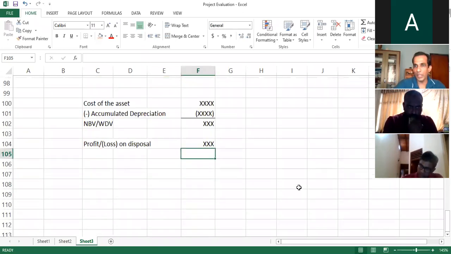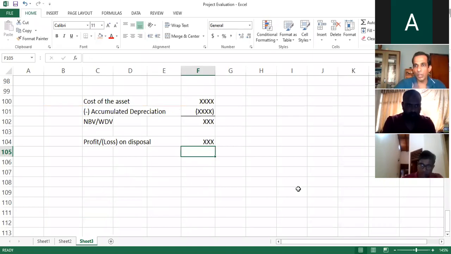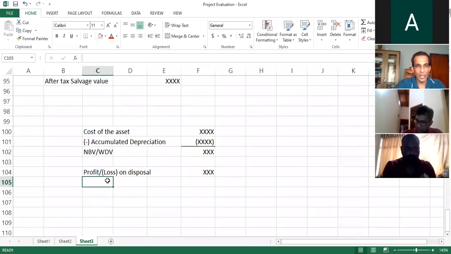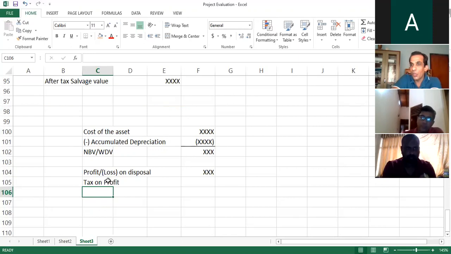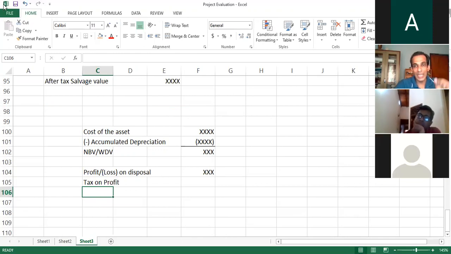If there is a profit, then what will happen? There will be a tax on profit. The company has to pay, so the company has to calculate tax on profit. And if there is a loss, what will happen? We discussed last day. When we are doing a project evaluation exercise, there is a standard assumption we use. If there is a loss, what do we do? We calculate tax saving on loss.